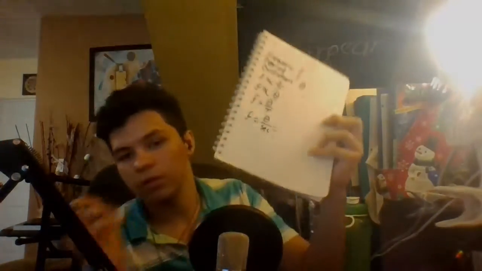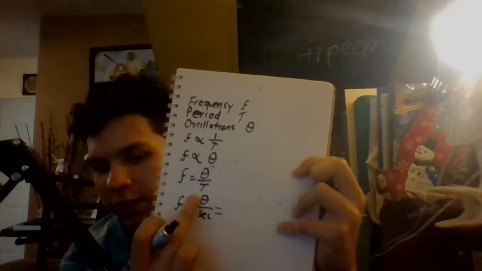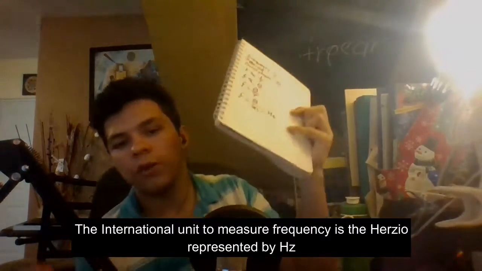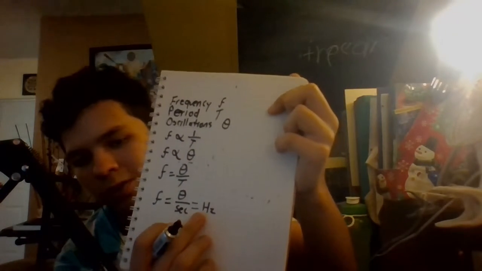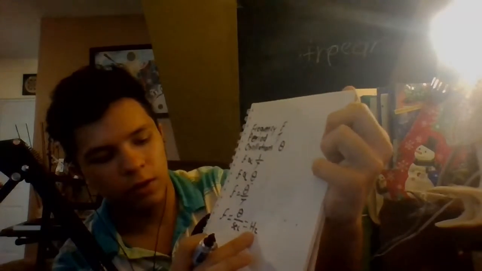So the international system made a new unit for this. The number of oscillations per second has a new unit, that is hertz. Hertz, named after a German physicist who studied waves. It can be represented with an uppercase H and a lowercase z, and that's it. This is the international unit for measuring frequency.